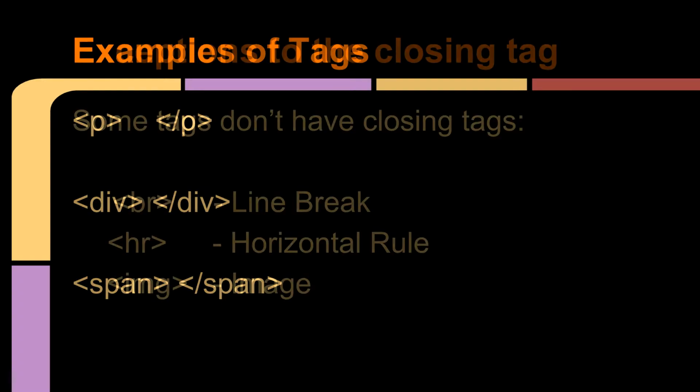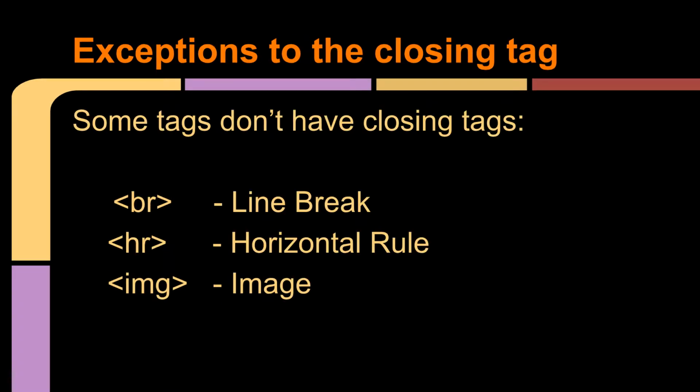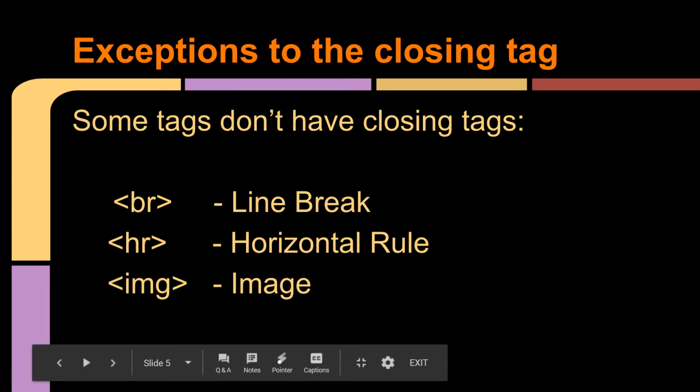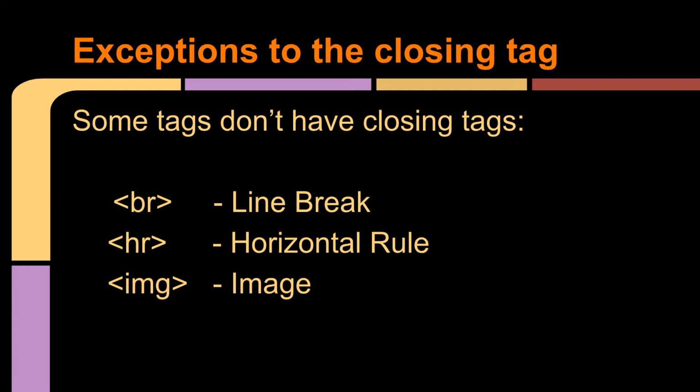There are some exceptions to tags which have closing tags, where the inclusion of content within those tags wouldn't really be that important. For instance, a line break, which is a return on a page, the horizontal rule, which is a line across the page, and an image, which puts an image on the page.